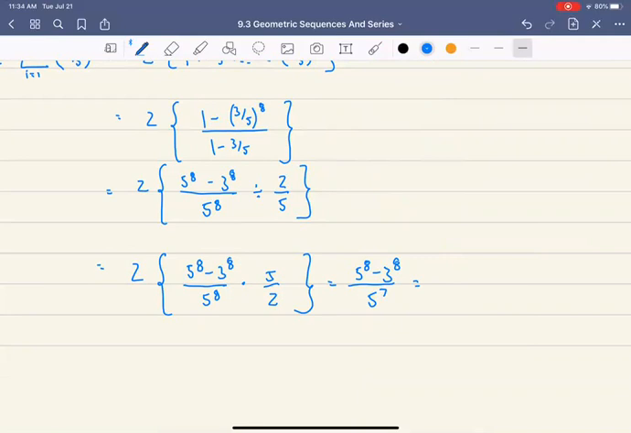Just check that again. So I get 384,064 divided by 78,125.